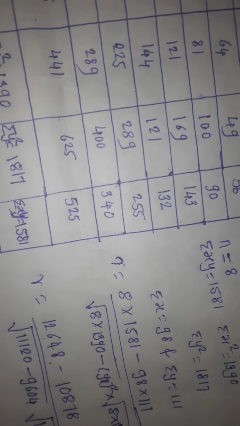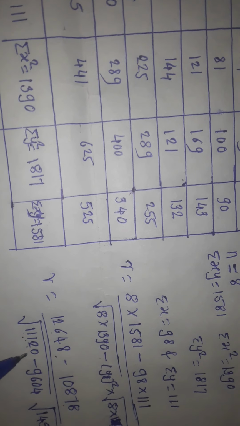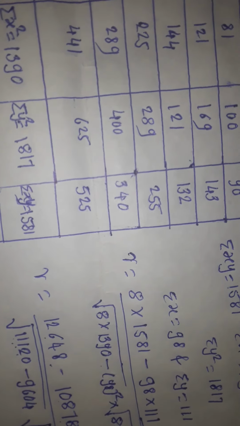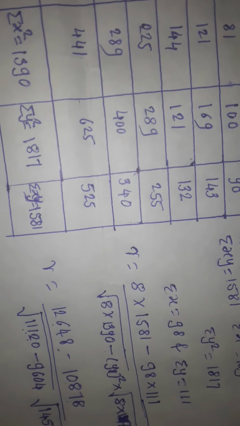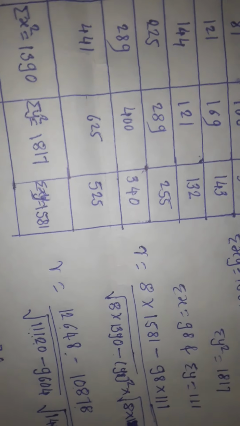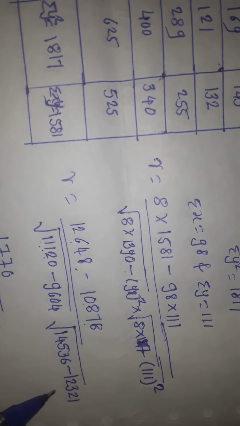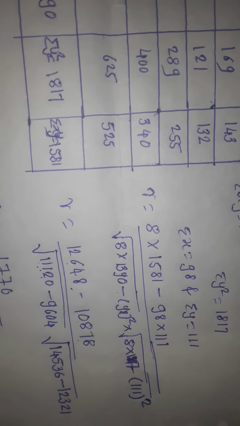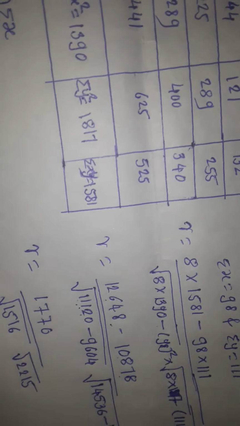1,770 divided by 11,120 minus 9,604, which is equal to 1,516, into 14,536 minus 12,321, which is equal to 2,215.